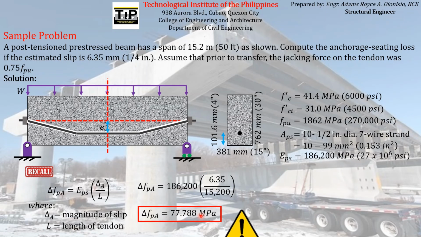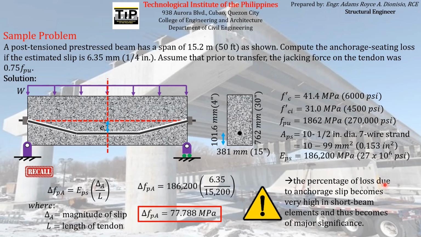So you just have to take note that the percentage of loss due to anchorage slip becomes very high in short beam elements and thus becomes of major significance. So in this case, since we have a long span, actually the pre-stress loss due to anchorage is not actually that significant compared to the total loss that is being experienced by the pre-stressing reinforcement. But for the case of short span beams or short span elements, the magnitude of the anchorage slippage will be of significant importance or will have a major significance.